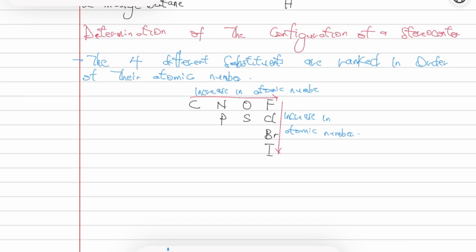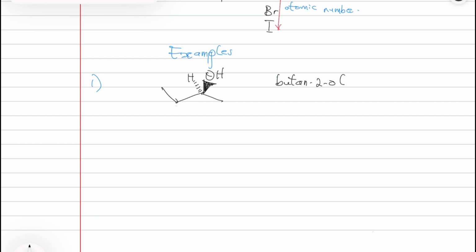So these 4 different substituents, you rank them based on the atomic number. The one with the least atomic number is given the least priority, while the one with the highest atomic number is given the highest priority, which is 1. Let us consider butan-2-ol as an example.